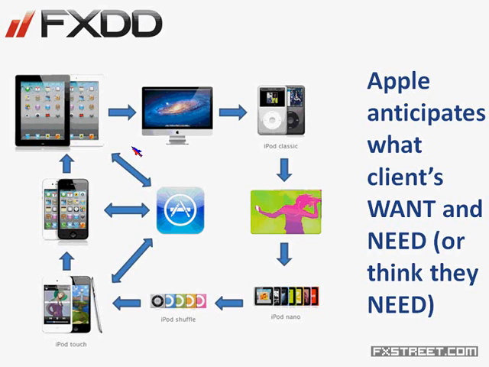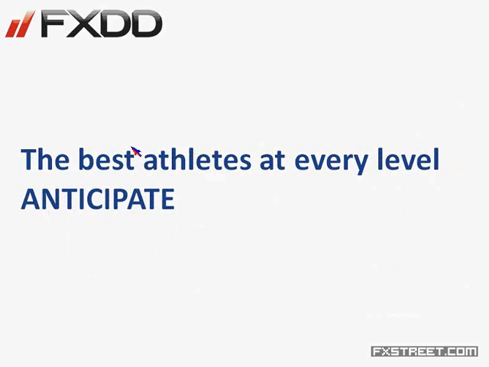So we're going to see an evolution, a future. Apple is anticipating the needs of the future by looking and seeing what consumers want today. That's the trends, folks. That's what Apple is best at. You as a trader can do the same thing. You can follow the trends and anticipate the trends and start thinking about anticipating the trends.